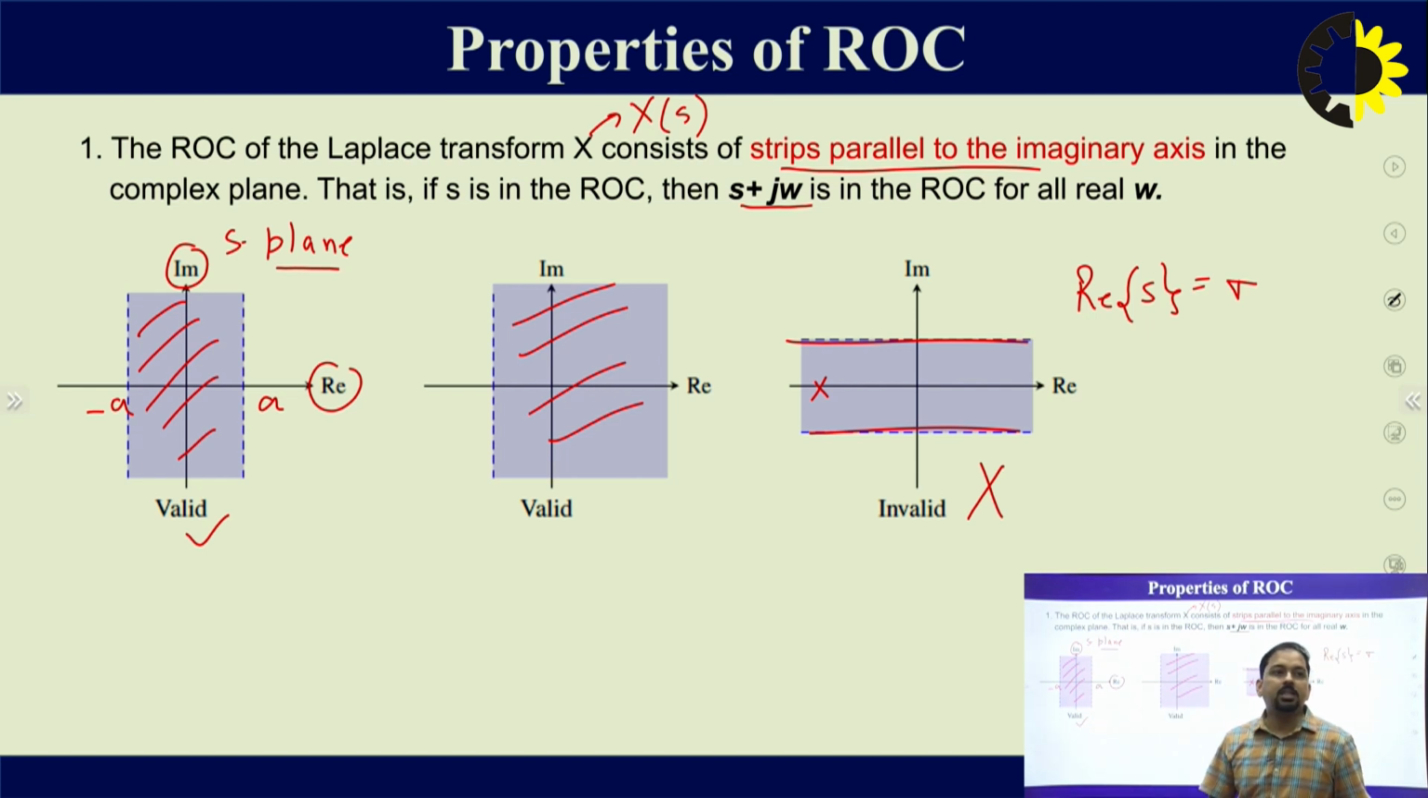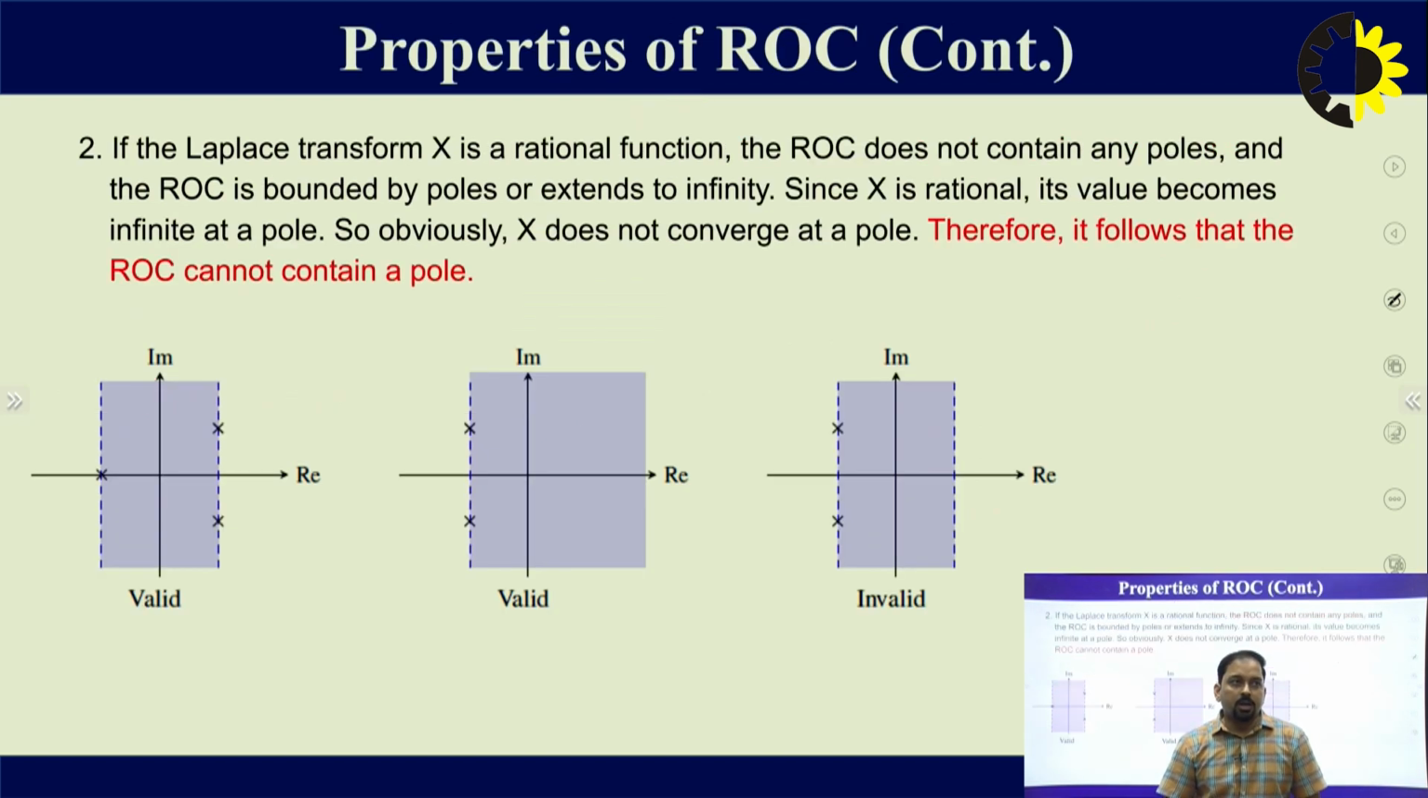So definitely this type of valid ROC we can see. So this is the first property, that the ROC will definitely be in the form of strips parallel to the j omega axis.